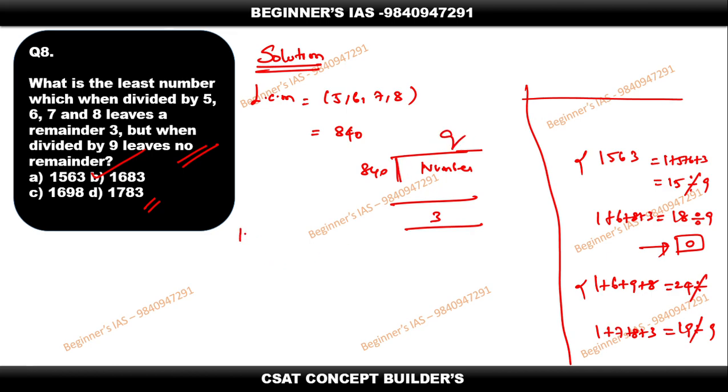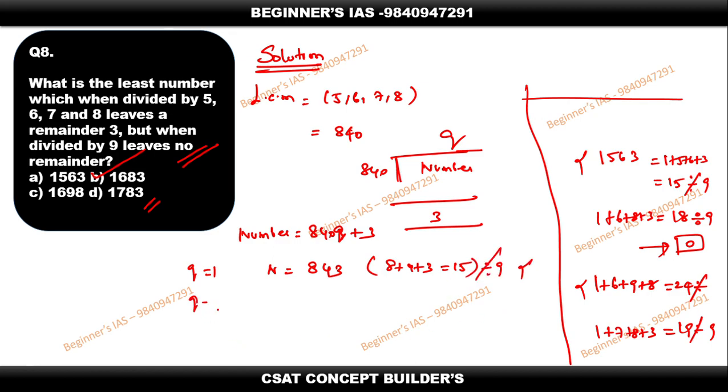So what is the concept here? Dividend is equal to quotient into divisor plus remainder. Now this is the number. Now you move on to the trial and error method. That is the possible way to solve this question. If I write q is equal to 1, what is that number? 840 into 1, that is 840 plus 3, 843. So 8 plus 4 plus 3 is 15. Therefore this number is not divisible by 9, so you can eliminate it.